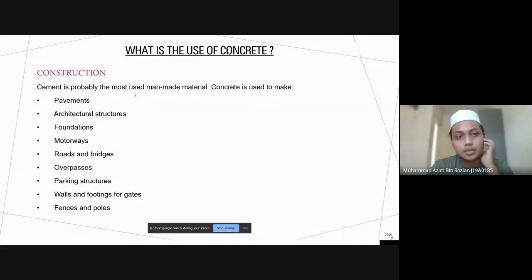Okay, next is what is the use of concrete? Okay, apakah kegunaan konkrit? Concrete is used to make pavement, architectural structures, foundations, motorways, roads and bridges, overpasses, parking, fences and poles. Okay, ini kegunaan konkrit untuk buat benda-benda ni semualah, yang ada dalam kehidupan kita, ada dekat sekeliling kita, bilik and so on. Benda ni kita boleh nampak atas jalan raya, dinding rumah kita pun daripada konkrit. Ini antara kegunaan konkrit yang dah tersenarai. Ada lagi banyak sebenarnya kegunaan konkrit. Okay, next.